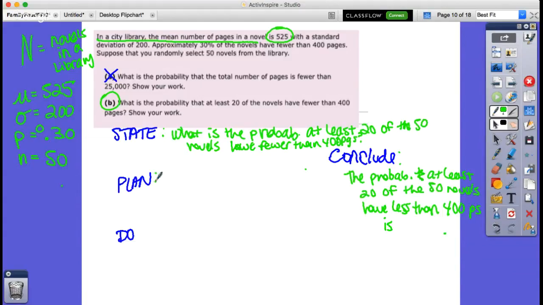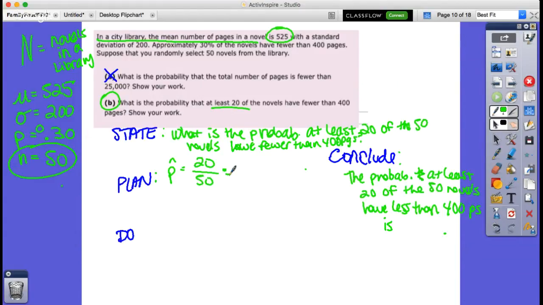Now the plan stage, probably the hardest stage, is how do I execute this problem? That's the good question. Well, first off, we know that we're trying to take 20 of my total n, right? So we're trying to say 20 of 50. What is that proportion? So we've got our P. Let's find our P hat, and we can find our P hat by saying 50 is my little n, 20 is the amount that I'm trying to find, at least 20, right?